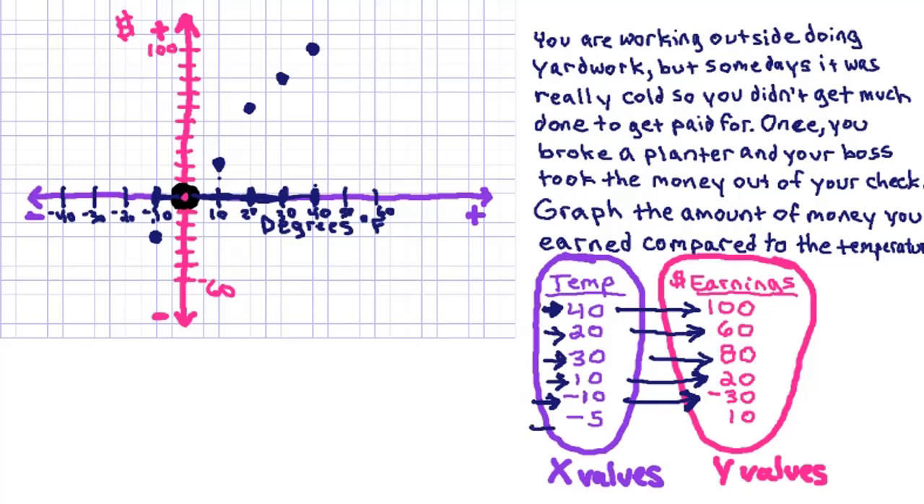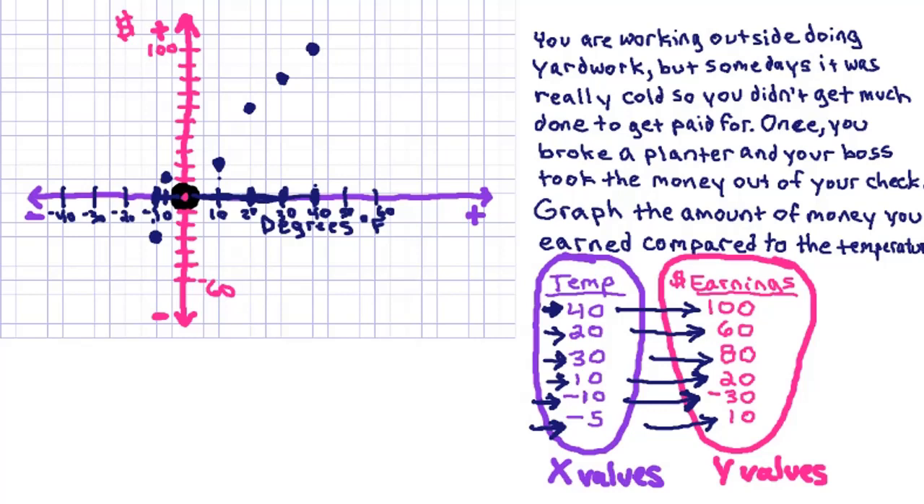Now the next time you went into work, and you're thinking about quitting now because it's not fair for your boss to take money out of your paycheck like that, but you went into work one more time, and it was negative 5 degrees outside. So you really didn't get much done, but they gave you $10 anyway for the work that you did do. So let's go on your x-axis and we're going to find negative 5 degrees, which is going to be the halfway point between the 0 and the negative 10 degrees on the x-axis. And you earn $10, which is the first square up. So here's going to be your dot for that.